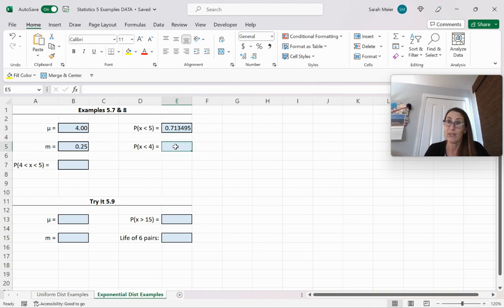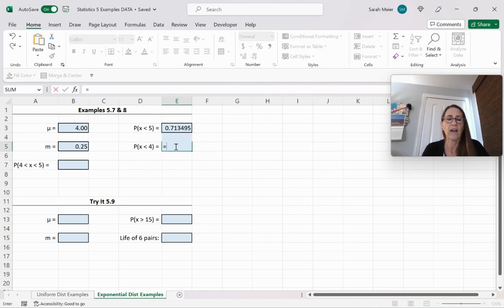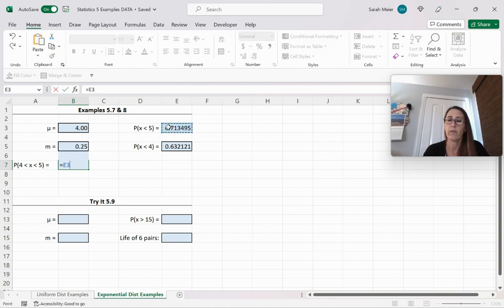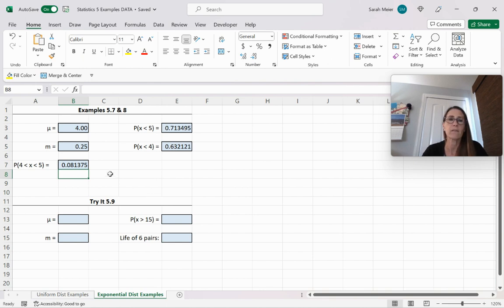So you can do this in more than one way. You can find this probability for 4, same M value, still the word true. And then you can just subtract them over here. So you could say equals the one for 5 minus the one for 4 and get your answer.